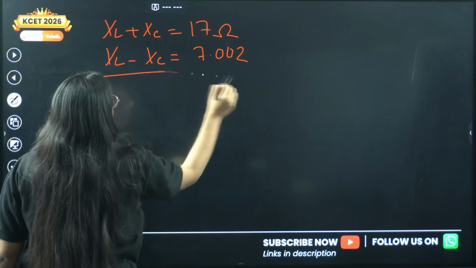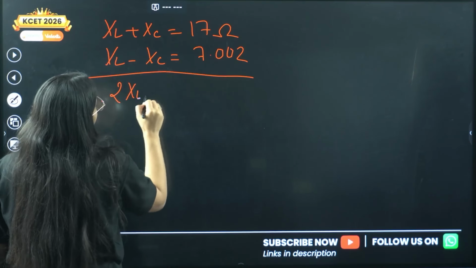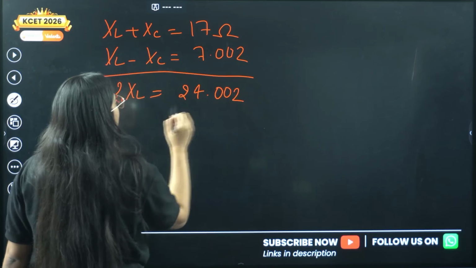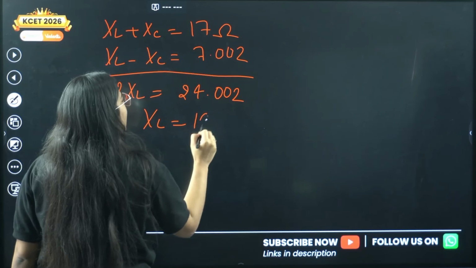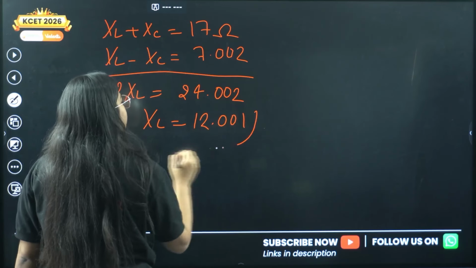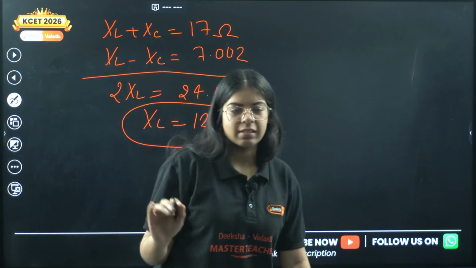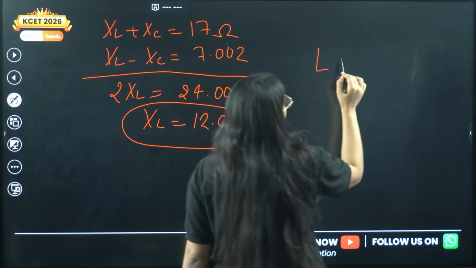7.002. If I add these, this will be 2XL equals 24.002. So XL will be 12.001. Now I don't need XC, there is no need to calculate XC. Okay. Now L is what?